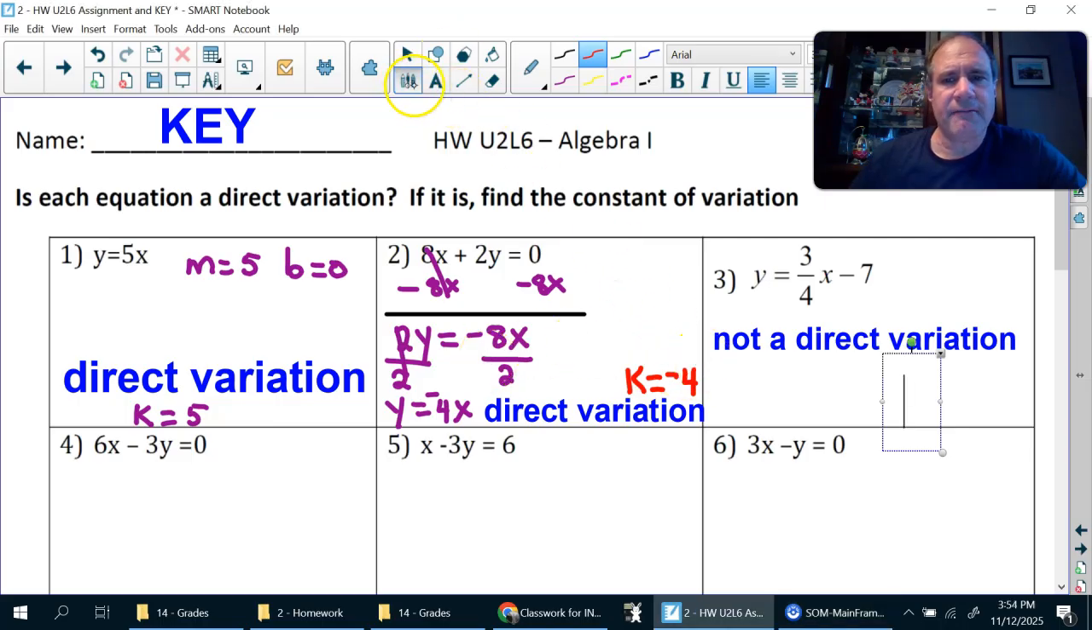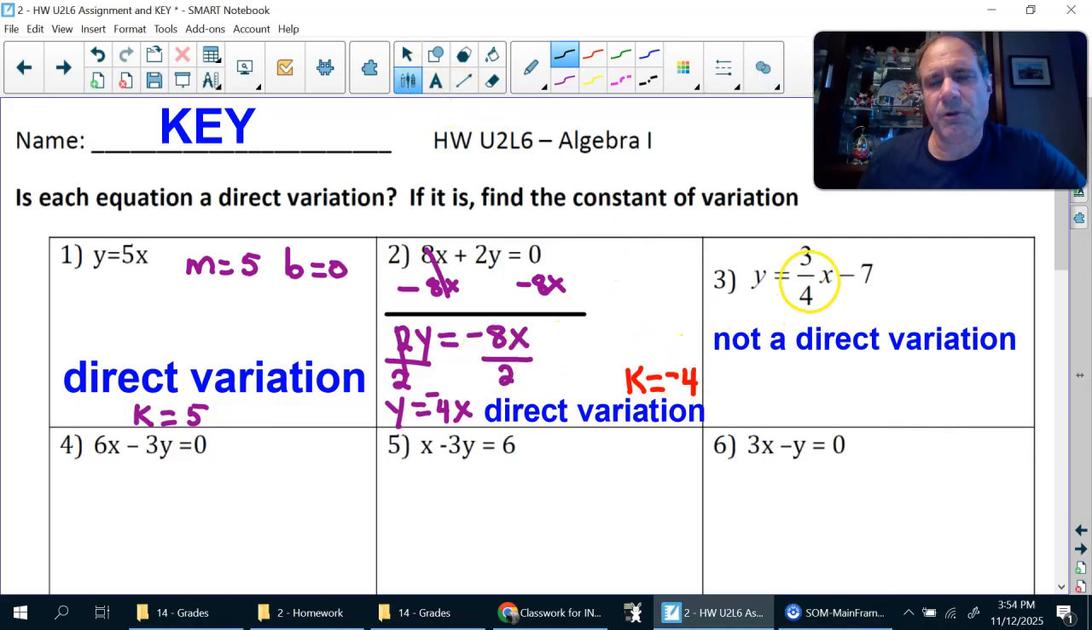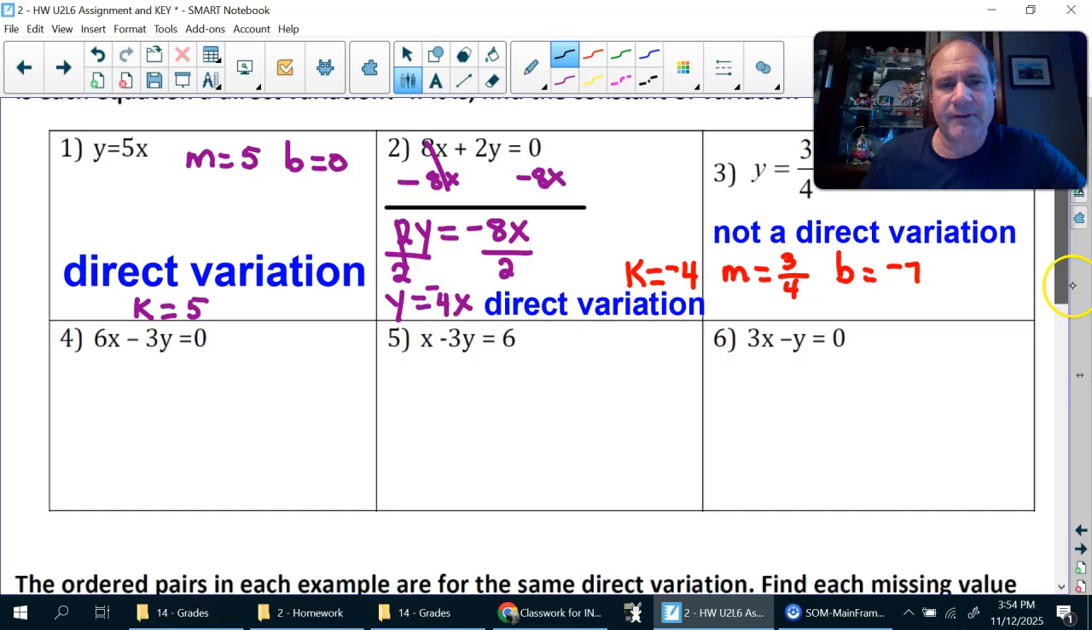So we have this third one, which is y equals 3/4 x minus 7. So the slope is 3/4, and the b, which is the y-intercept, which is supposed to go through the origin, is negative 7. So that's what makes that not a direct variation.